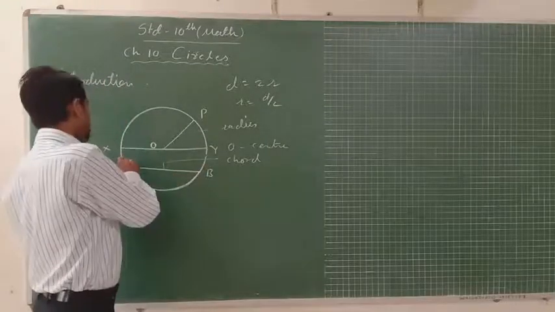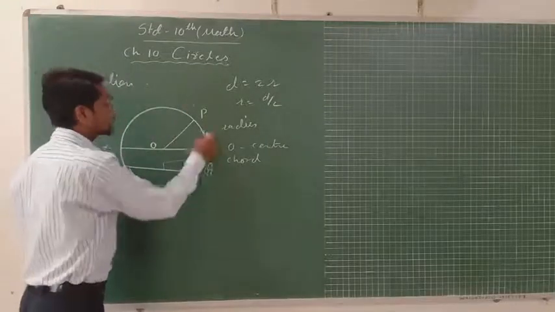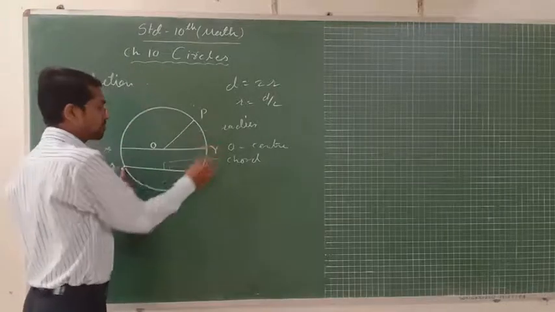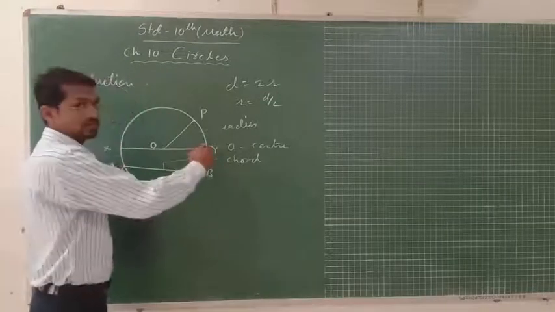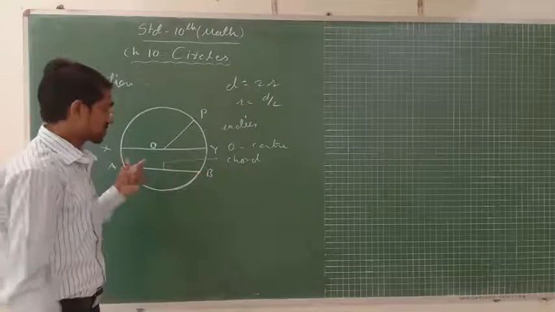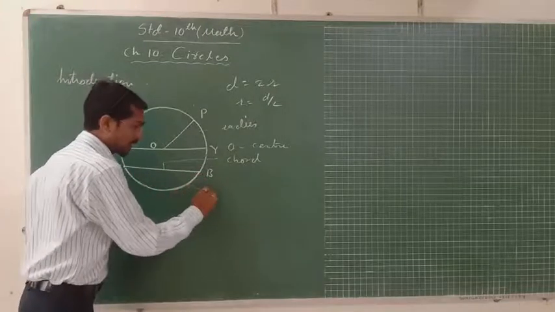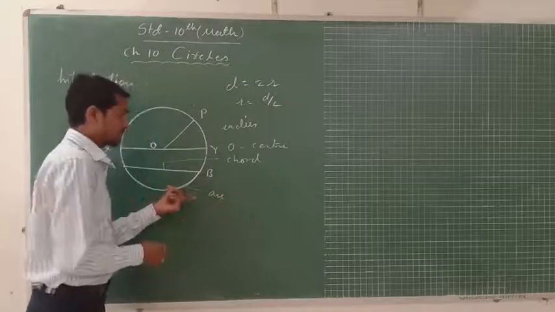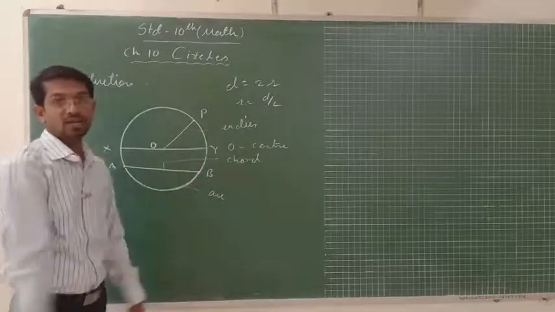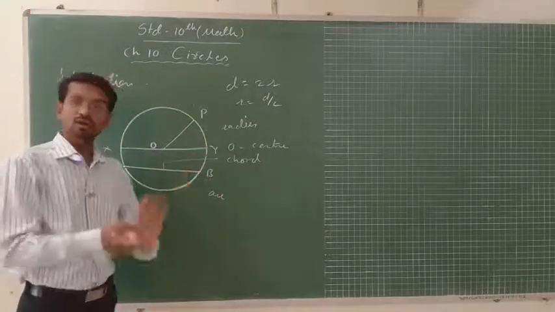Suppose we take A, X, P, Y, B this length, or A, P, B this length, and A, B this length. These are called the arcs. This is called the minor arc. This is the arc, so it is a minor arc, and this is the major arc. This you have known already.